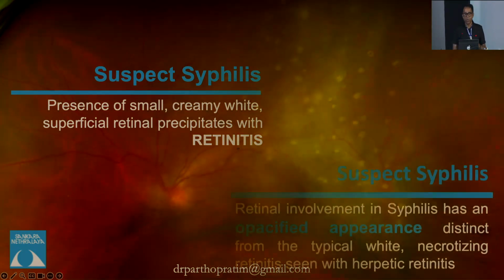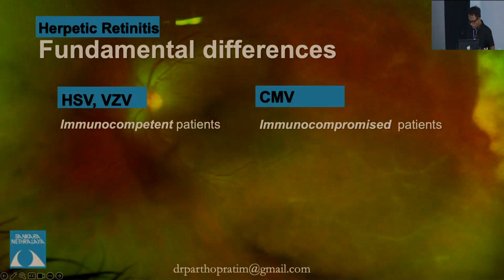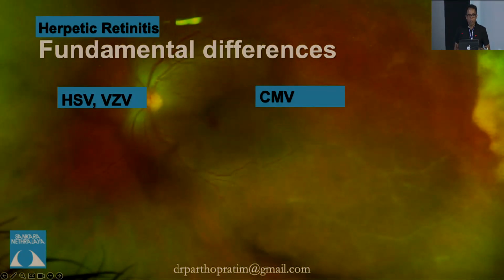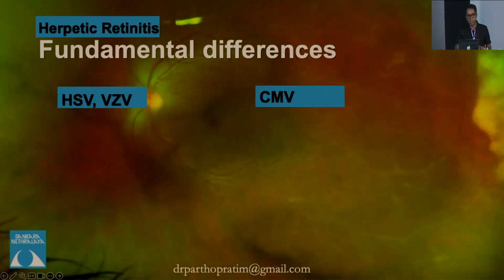Okay. So in contrast to that, herpetic retinitis will be a fully opacified retina, whereas in syphilitic retinitis, you can see the underlying retina.